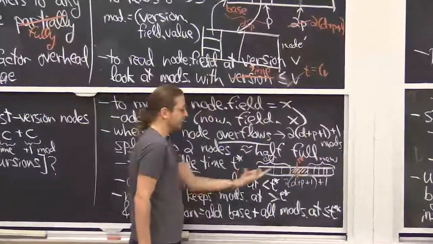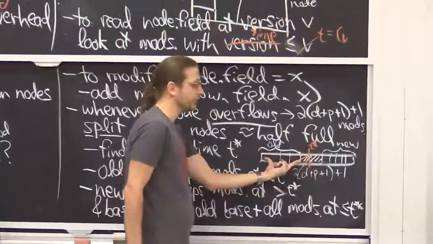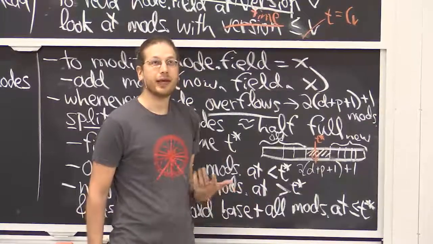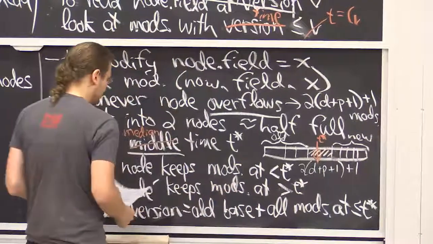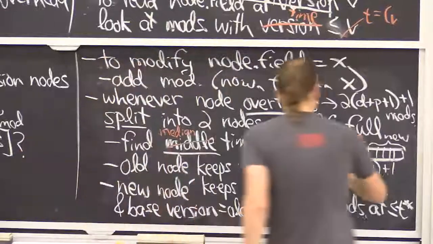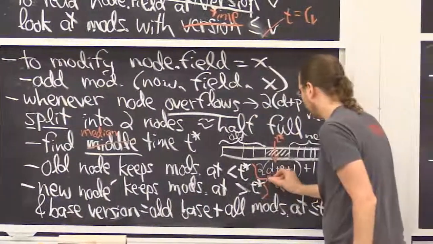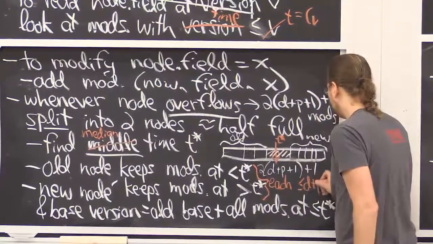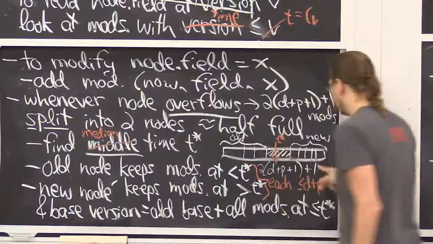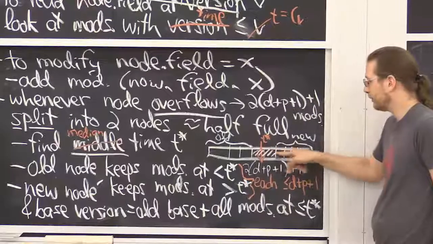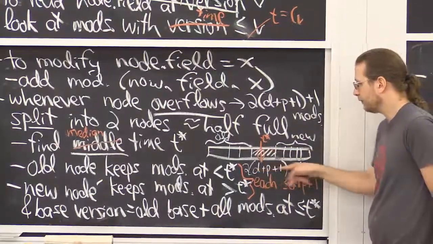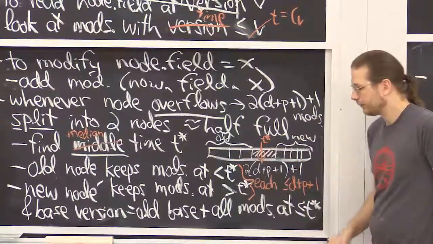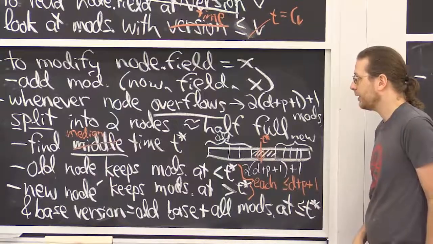In other words, this chunk that goes in the old node and this chunk of mods that goes in the new node will each have size or length at most d plus p plus 1. So we just say both of these are at most d plus p plus 1 because this plus 1 disappeared from annihilating t star, which left us with this. We're splitting in half, and so this 2 disappears. Each half will have at most d plus p plus 1 mods.